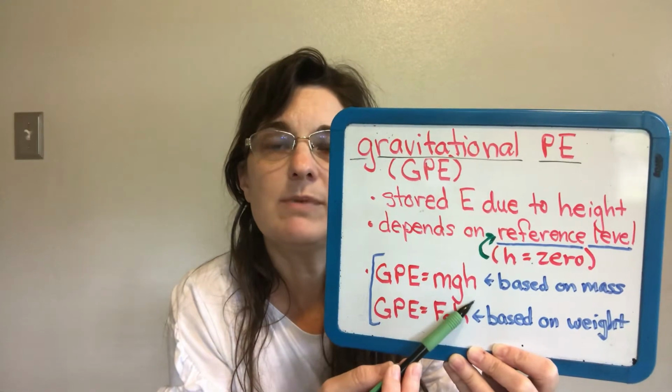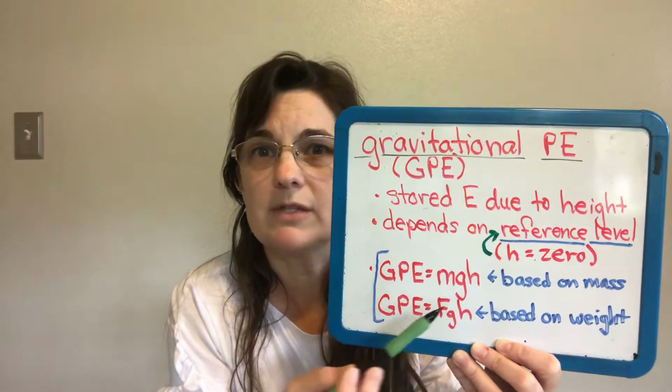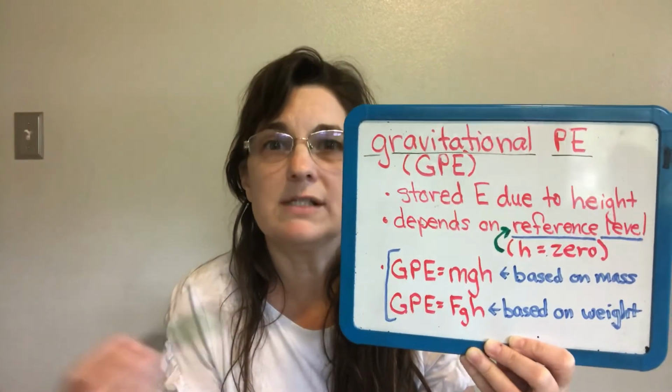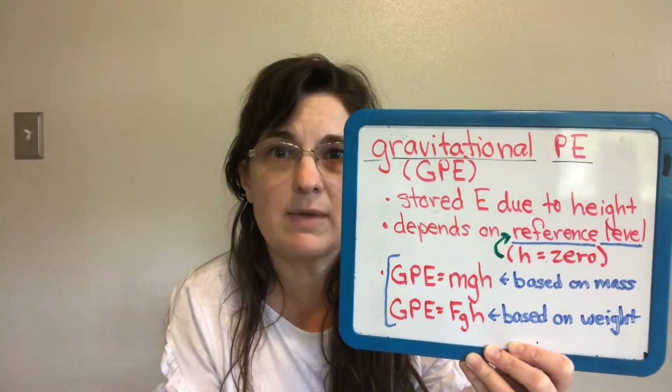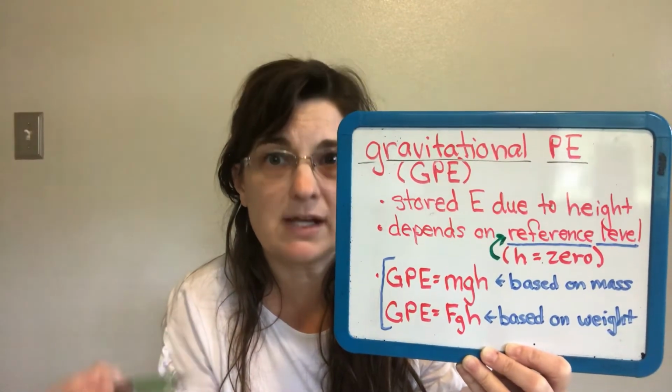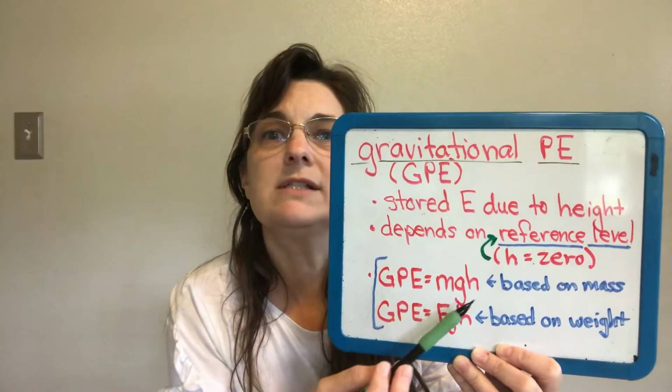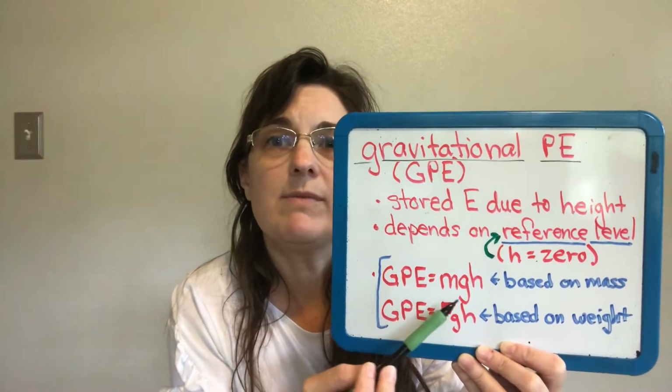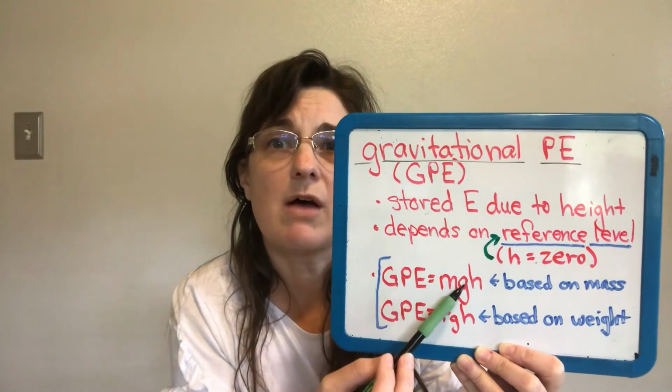And your height needs to be in meters for this formula because you want it to match the units that are in a joule, which is a kilogram times meters squared per second squared. And so keep your units consistent, please. But if you're just given the mass in kilograms, you would use this top formula.